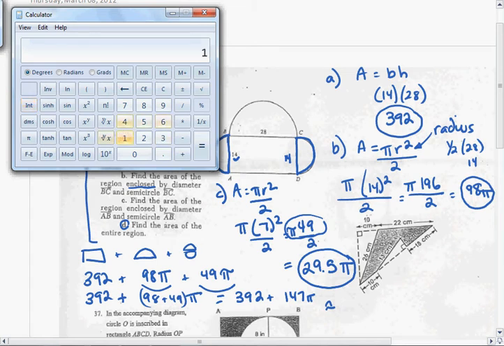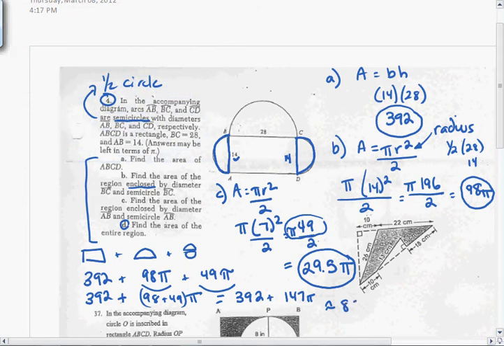So 147 times pi plus 392 is about 853.8. So there would be the area of the entire region if I was rounding to the nearest tenth.